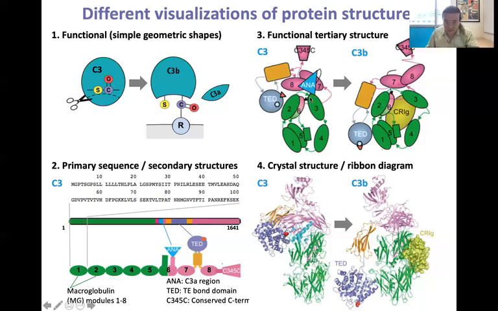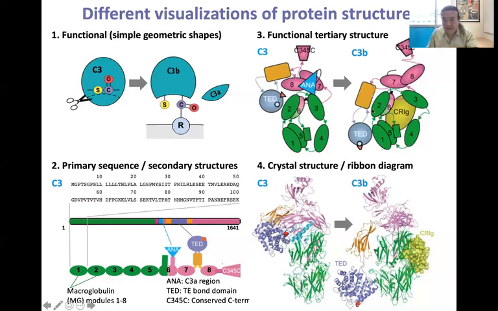This is how the domains fold up. And you can see here are the green macroglobulin domains. Here is the TED domain with the thioester bond. Here's the little ANA domain that becomes the C3a that gets cut off.